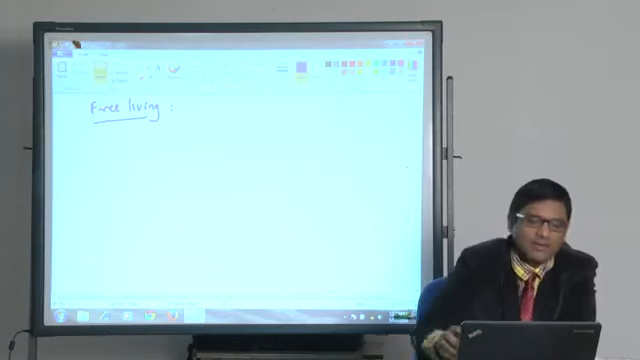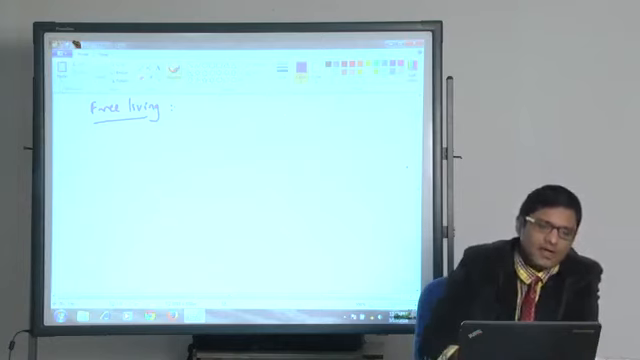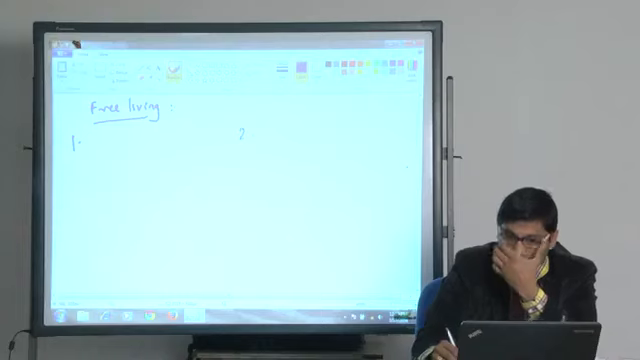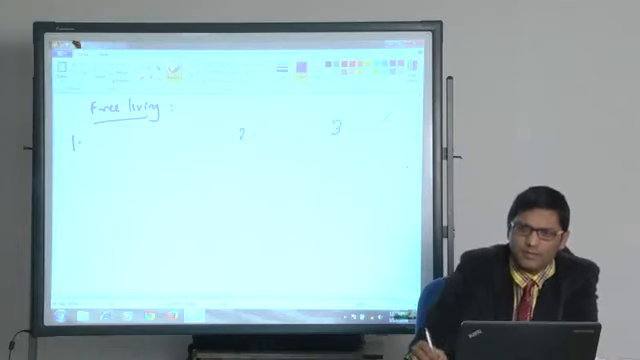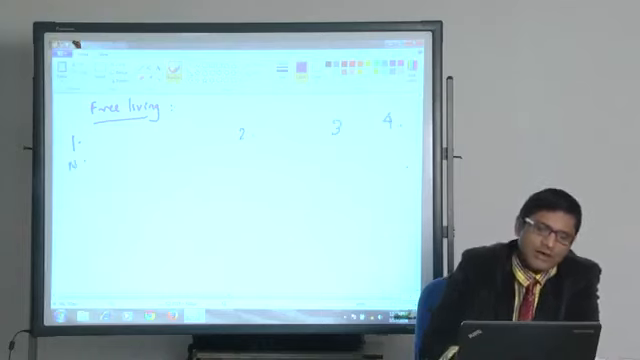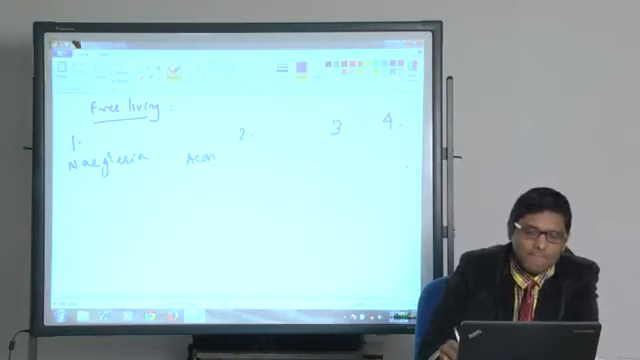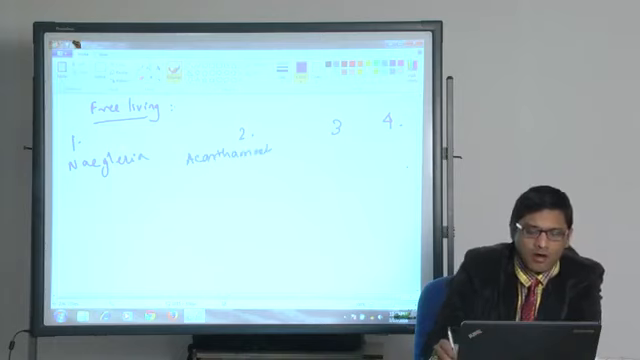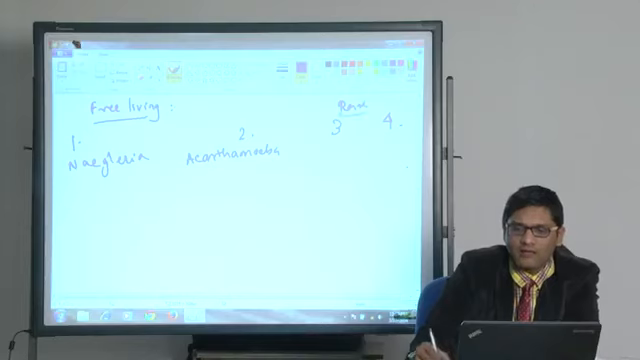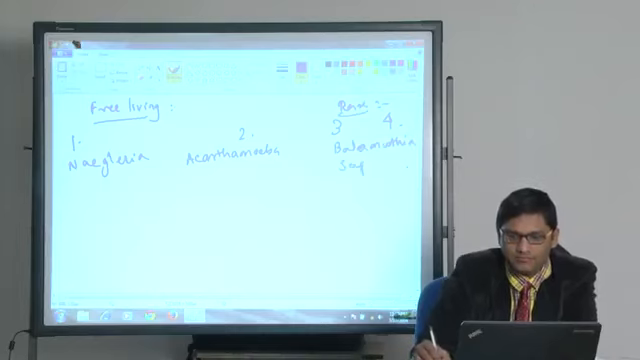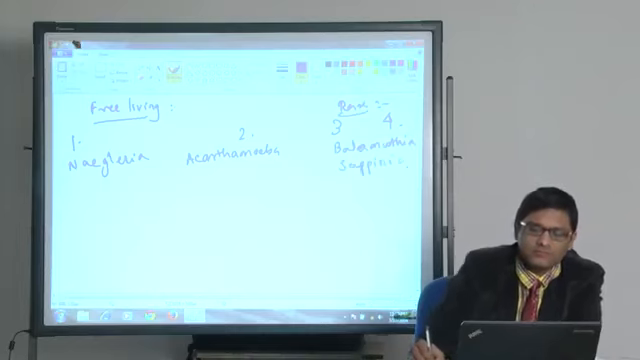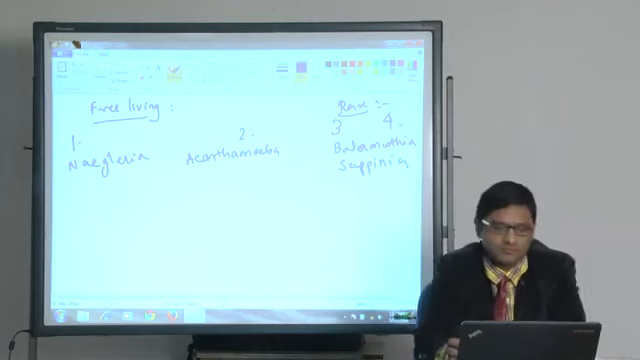Then coming to free living amoeba, there are three, and now we have a fourth free living amoeba also. They are named Naegleria and Acanthamoeba. These two are common, whereas the other two are rare. They are Balamuthia and Sappinia. These two are rare free living amoeba.